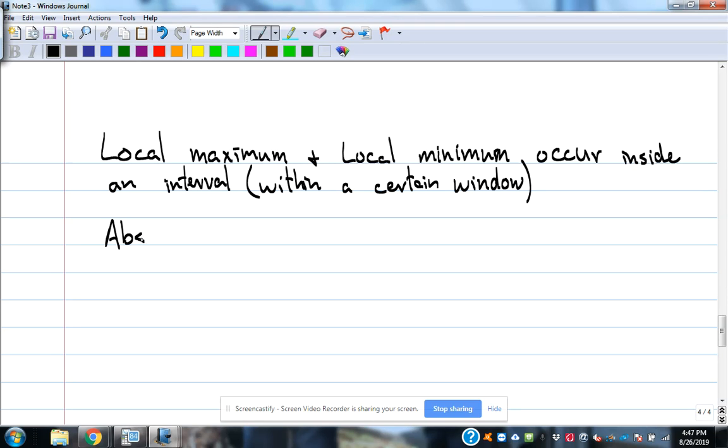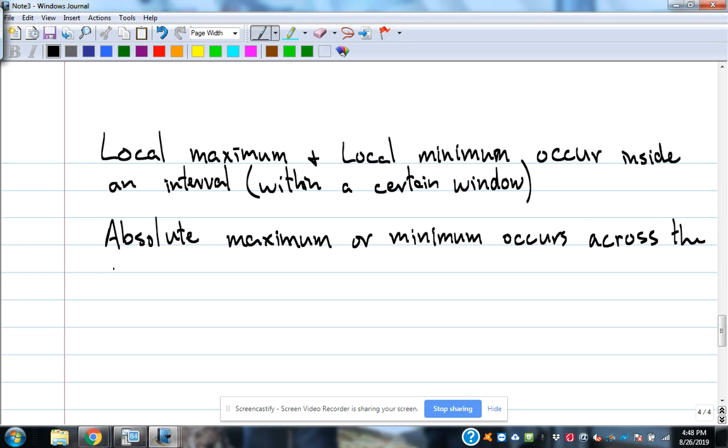An absolute maximum or minimum occurs across the entire domain. Okay. Local max and min is within a small part of the graph. Absolute is across the entire domain. Okay, so know the differences in those. And again, it's just looking at the graph.